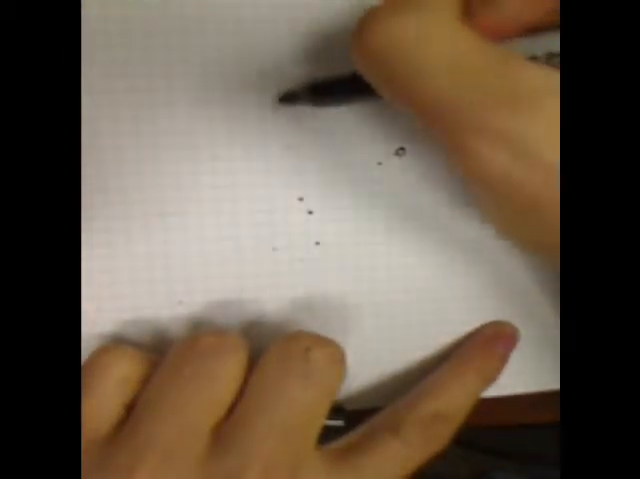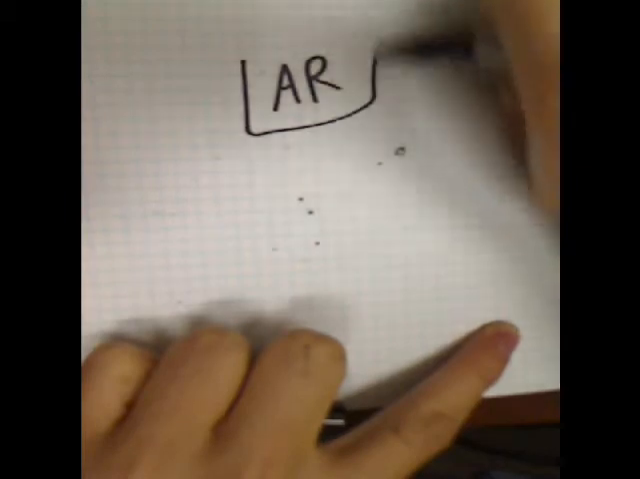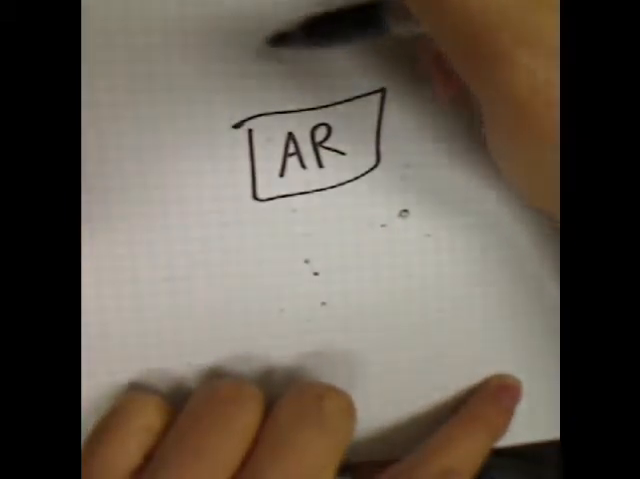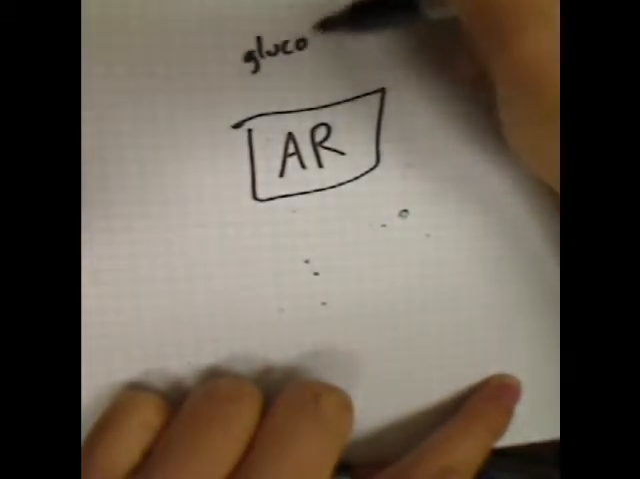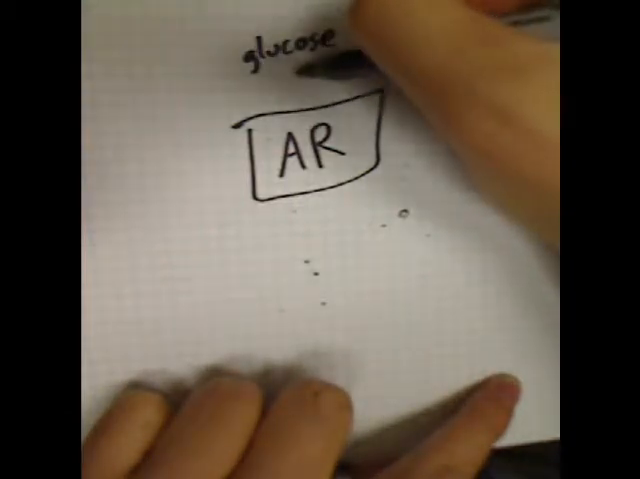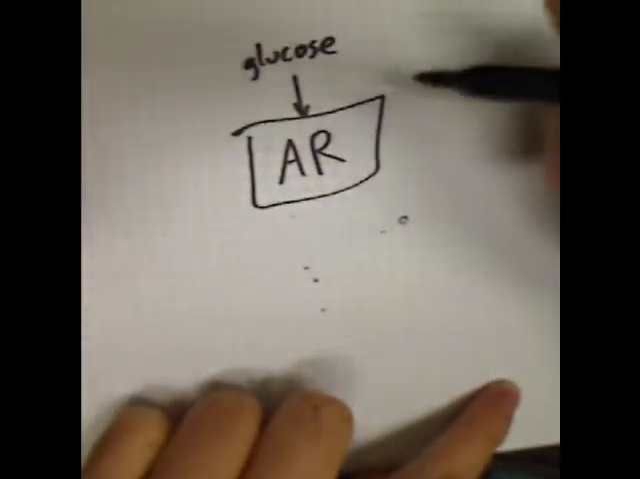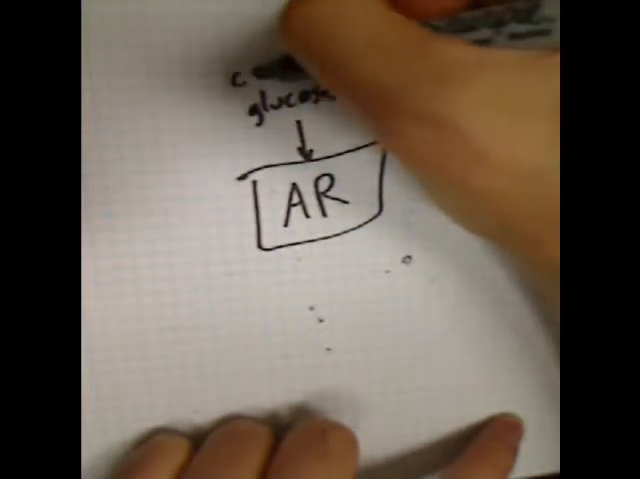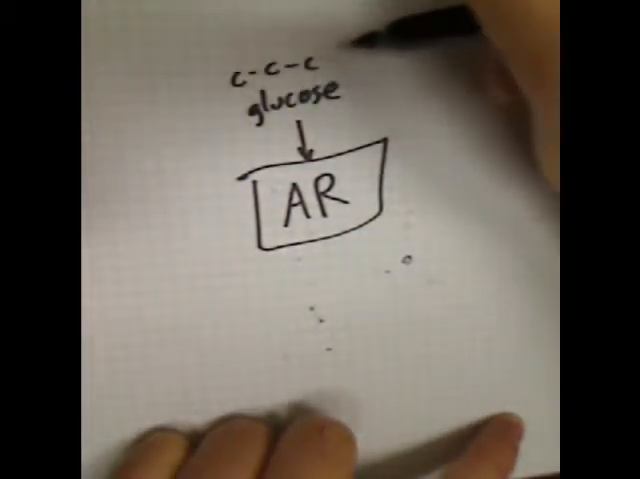So let's do the overview. And we'll start with aerobic respiration, just because aerobic respiration is, well, it's more interesting. It takes longer to talk about. In aerobic respiration, our high energy molecule is going to be glucose. Glucose is going to go in. And glucose is a high energy molecule because it has all these energy-rich carbon-carbon bonds in it.